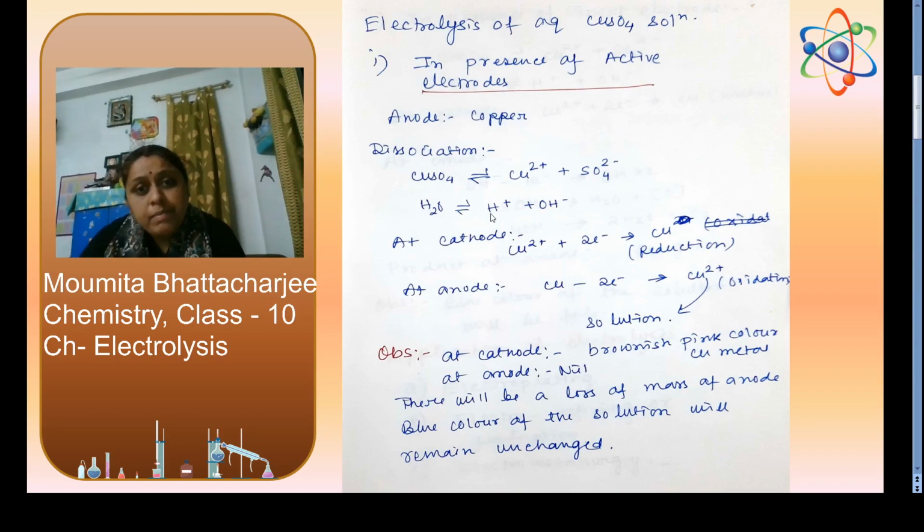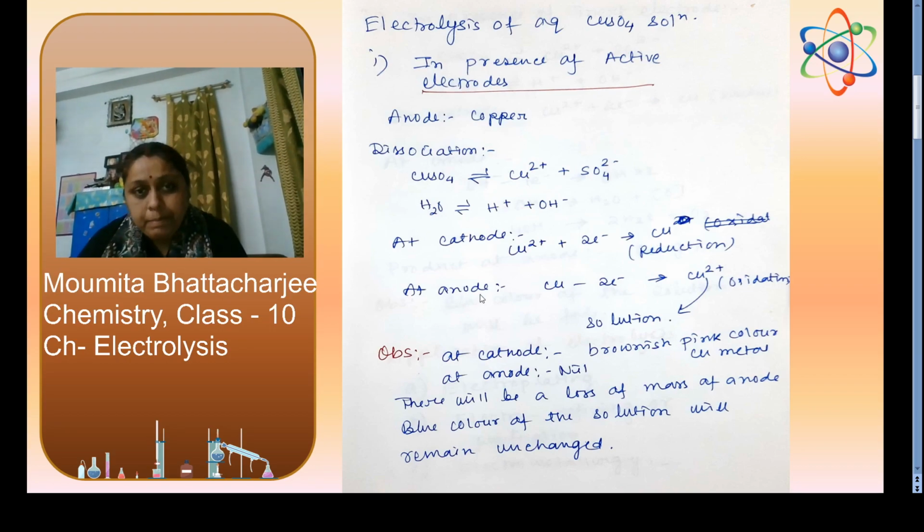So which one will migrate to the cathode? That depends on the reactivity series. According to the reactivity series, as copper is placed below hydrogen, copper will first migrate to the cathode. So we can see what will happen at the cathode. Cu2+ will gain 2 electrons in the process of reduction and will form copper metal.